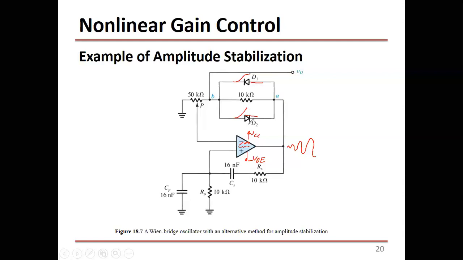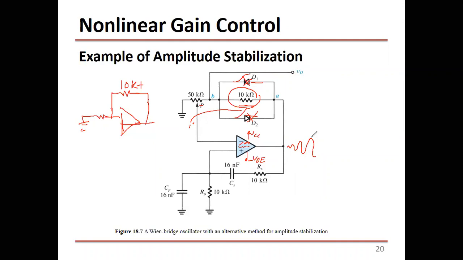Okay, so if D1 and D2 are open circuits, then the 10K is used in the feedback gain calculation, right? Now if you take off this one and you take off this one as well, the circuit will come back to the original shape like this. So the 10K will be here, in series with some portion of this potentiometer, and the other portion is here. So if the output is still small, these two diodes will be off, not conducting, and the 10K will be working fully in the feedback.